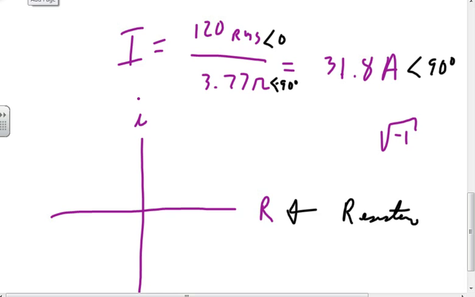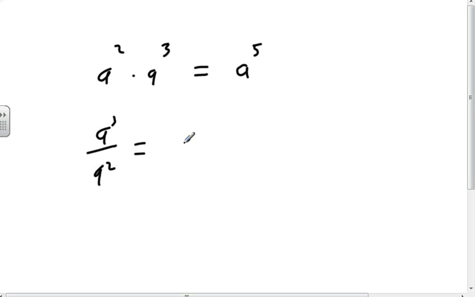Okay, well, that was cool. If I have a squared times a cubed, what do I have? A to the 5th, right? If I have a cubed divided by a squared, what do I have? A.